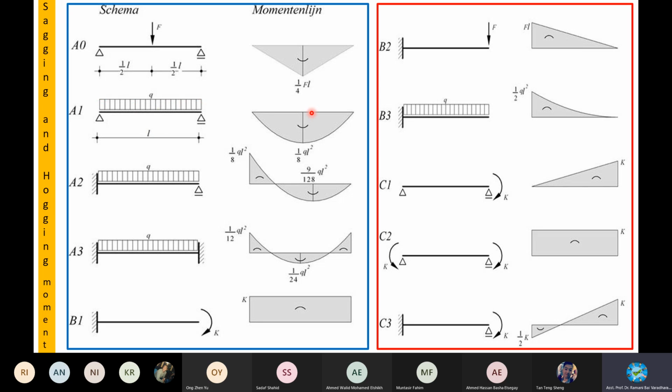And this time UDL, parabolic. The distribution is very gradual, not a straight line or a constant rate, like this. Parabolic and sagging as well, positive. When it comes to this fixed end, some hogging and some sagging because there's a hinge. It is not a cantilever. Because of the hinge, you have sagging at the end, and then both in fixed.